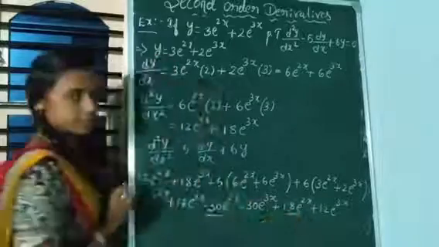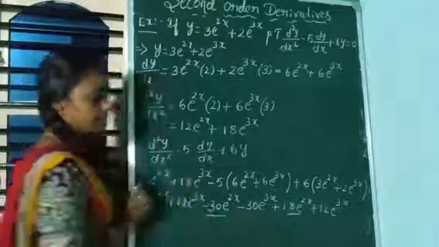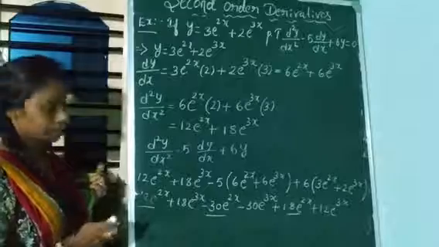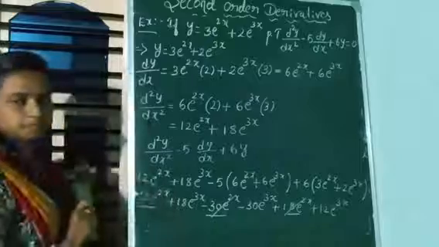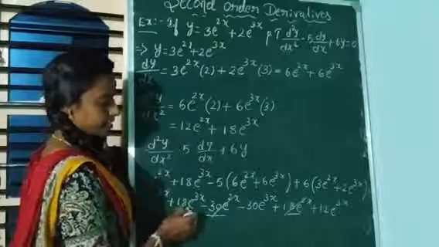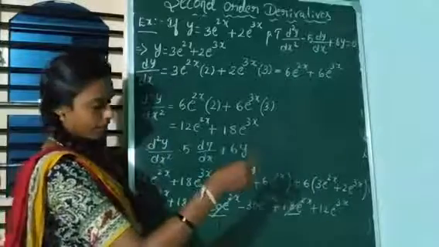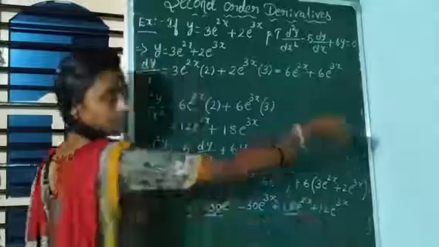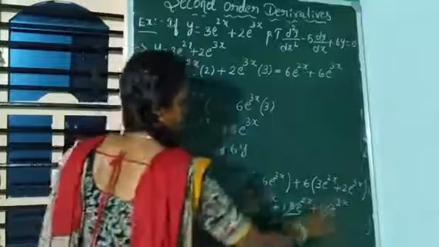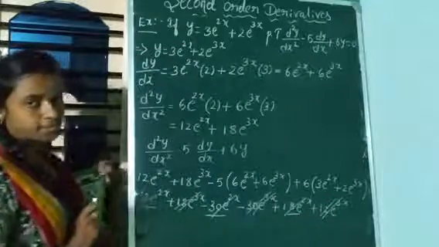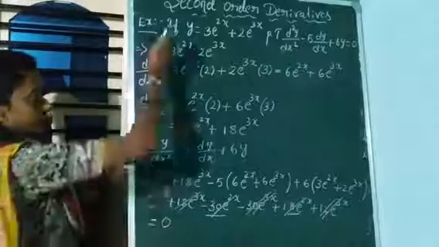If you add it, plus 12 minus 30 and plus 18, all three get cancelled. Next is plus 18 minus 30 e power 3x, which is nothing but minus 12 e power 3x, and plus 12 e power 3x. Again these two get cancelled. If all the terms get cancelled, you can write it as 0, and this is the required proof for this problem.